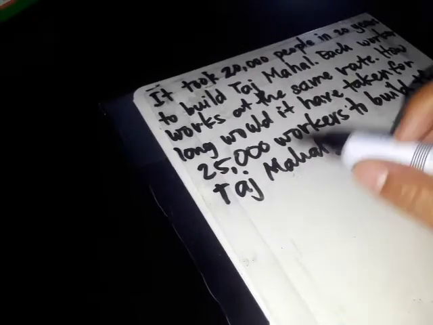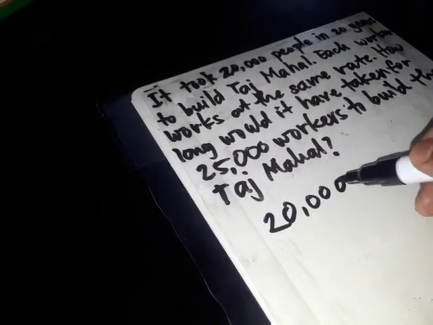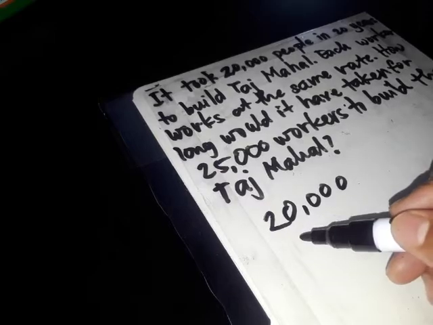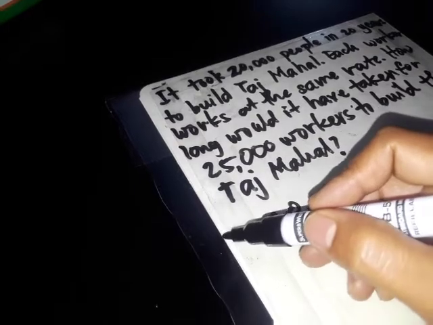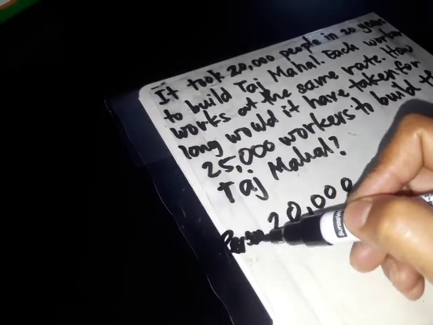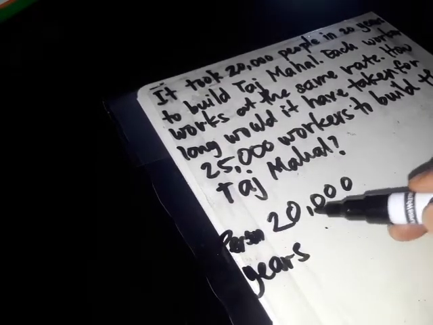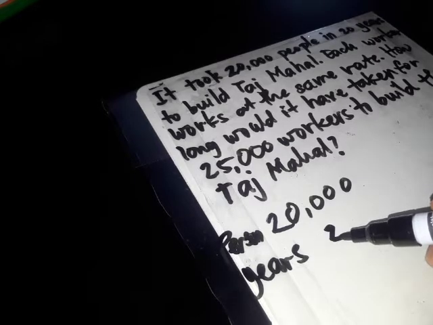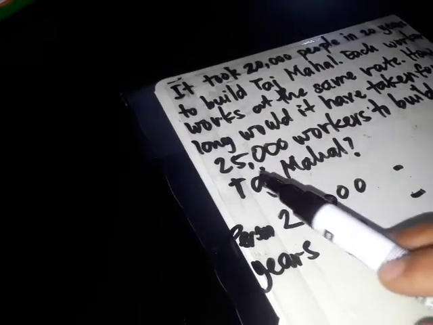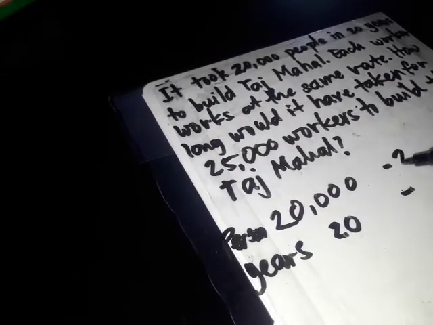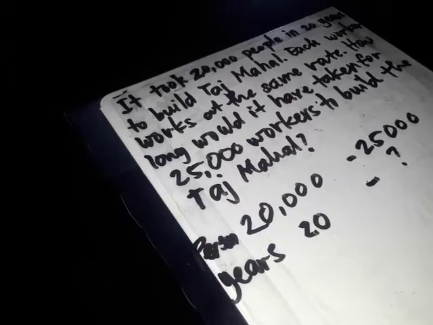So, ano yung mga given? 20,000 people. So, kung 20,000 people siya, yun yung tao, meron naman tayong 20 years. So, meron tayong person and then years. Okay? So, 20,000 person, meron tayong 20 years. Another, kung 25,000 person or workers, ilan daw taon ang itatagal?